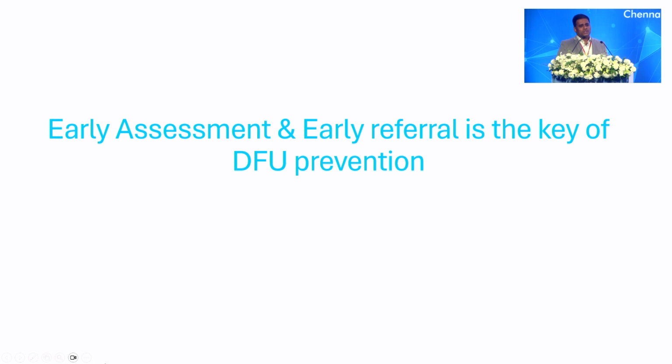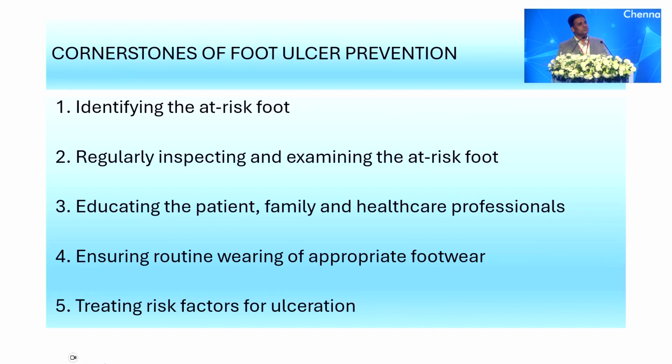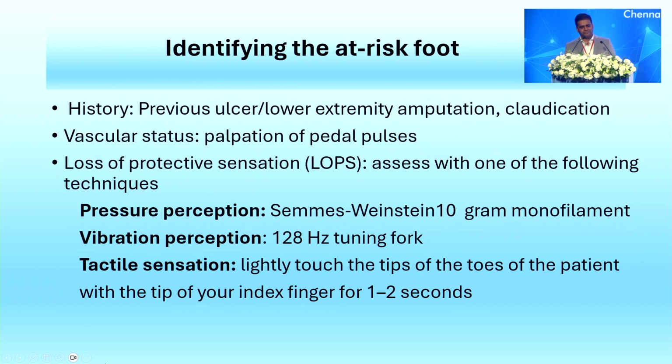So what is the idea of preventing diabetic foot ulcers? The only thing is early assessment and early referral, which is very important. What are the cornerstones of foot ulcer prevention? First, identify the at-risk foot, which is very important, and regularly inspect and examine the foot at risk. Educate the patient, family members and healthcare professionals, ensure routine wearing of appropriate footwear, and treat the risk factors for ulceration.